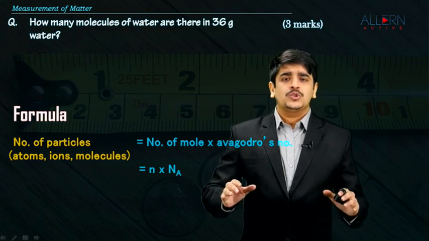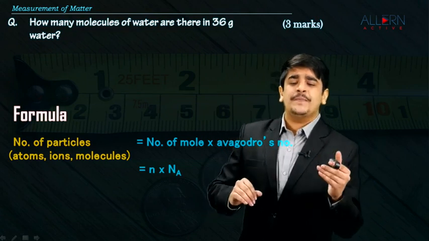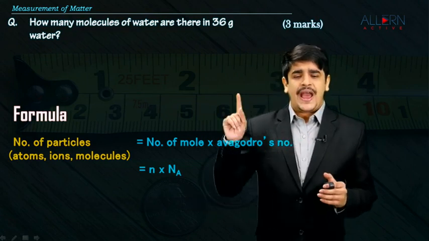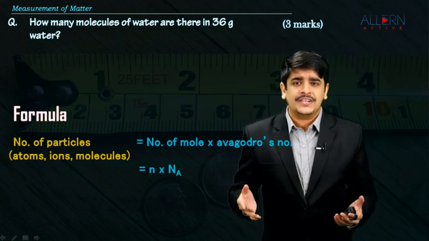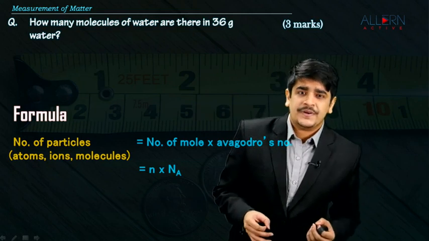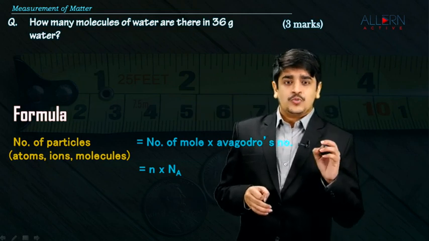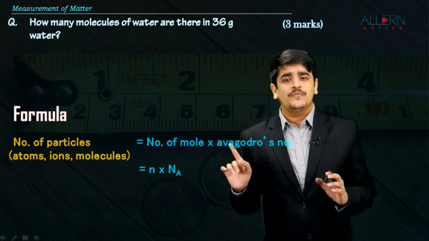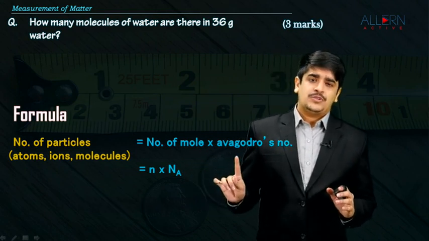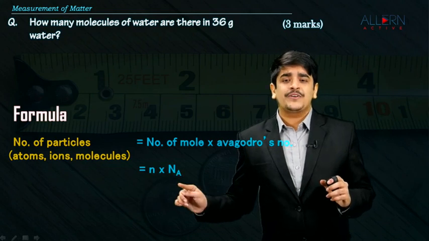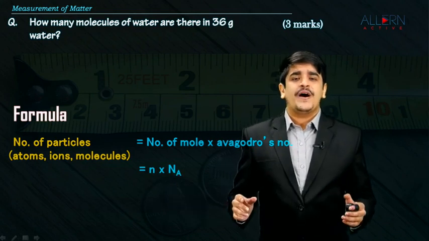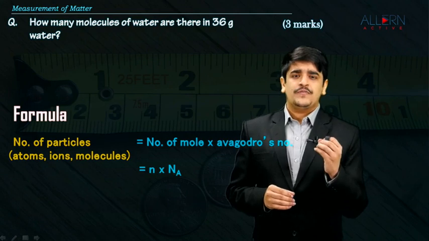Now, what are those particles? What are the possibilities of the particles? The particles could be atoms, they could be ions, or they could be molecules, and that is what we need to calculate. The number of particles present in a particular amount of substance is given as the number of moles multiplied by Avogadro's number. So, if you know the number of moles present and you multiply it by Avogadro's number, you will get the number of particles present in a certain amount of substance.